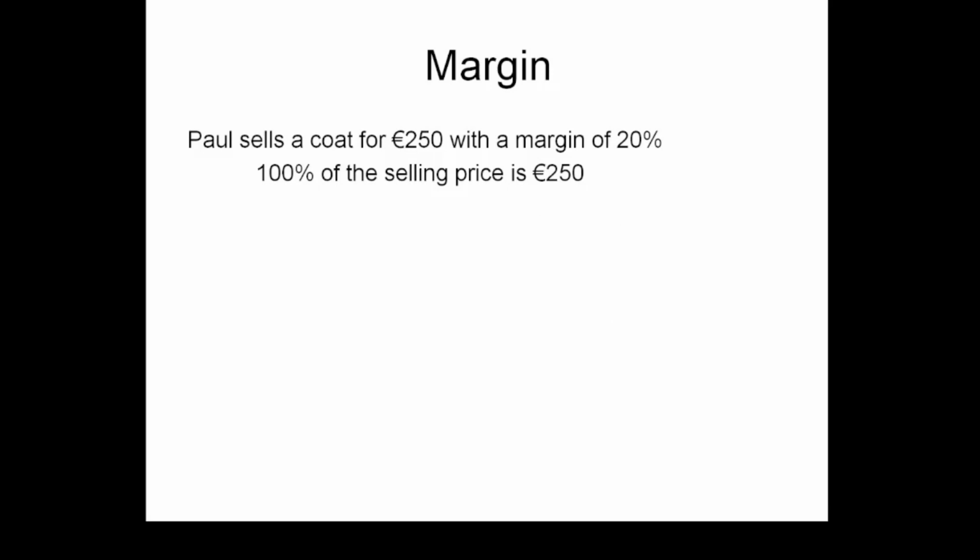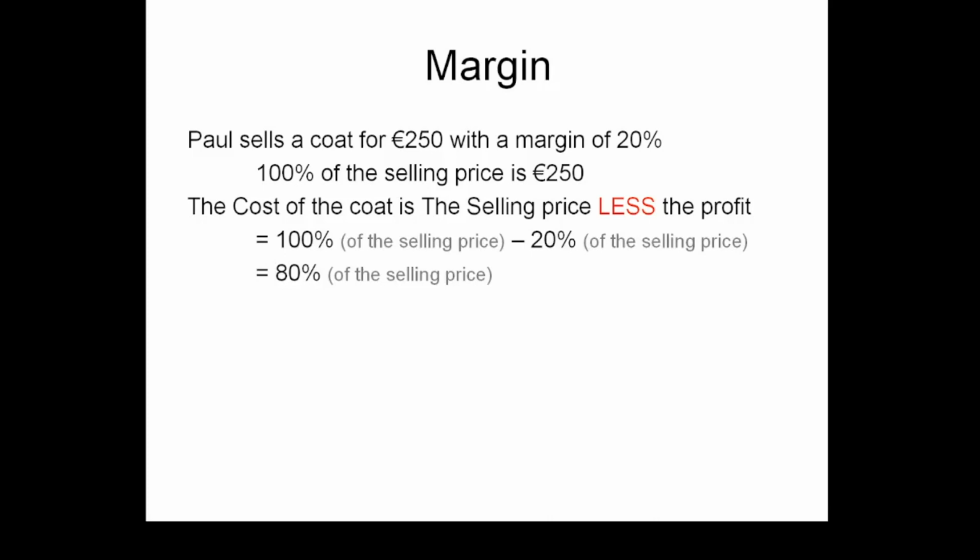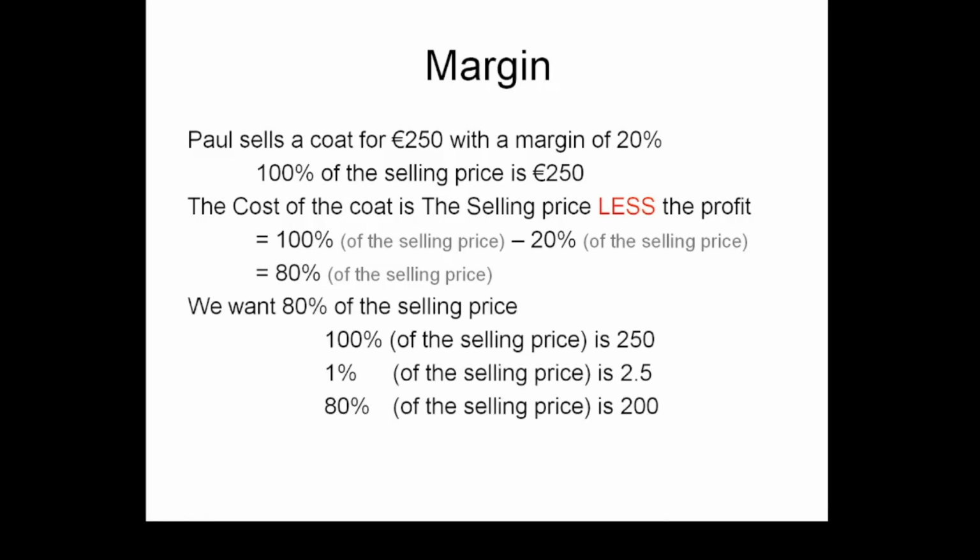So in this question, maybe we want to find out what the cost of the coat is. We know that 100% of the selling price is €250. The cost is the selling less the profit, which, as we saw on the last one, is 80% of the selling price. So we want to find 80% of the selling price when we know 100% of the selling price. And as you've practiced in previous questions, we do this using the unitary method. The unitary method means if we know 100% of something or any percentage of something, first we find 1%, and then once we've found 1%, it's very easy to find the percentage that we want.